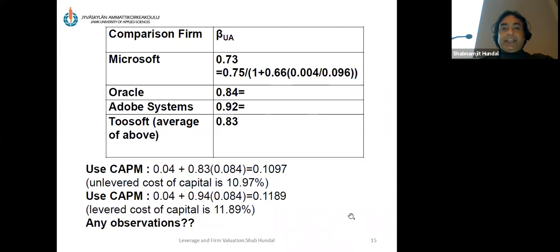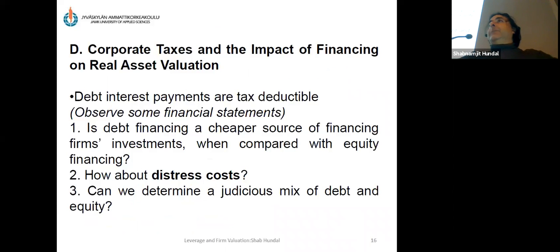Okay, so we carry on. The next subtopic in this main topic is how leverage helps make a corporate valuation. How do corporate tax rates come into the picture? Tax rate is very important. Tax rate can have an impact on the company's value.